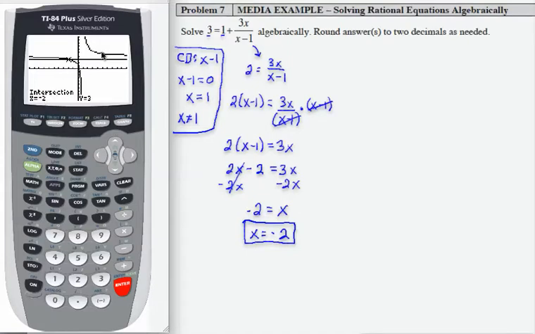If my cursor had been on this side, the intersection process will not cross over this vertical asymptote right here. So I would have had to press the arrow key until the cursor moved over to this part of the graph. So that may happen in other problems, so just be aware of that. But we have confirmed indeed that our solution is x equals negative 2.